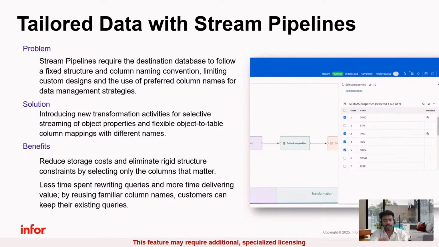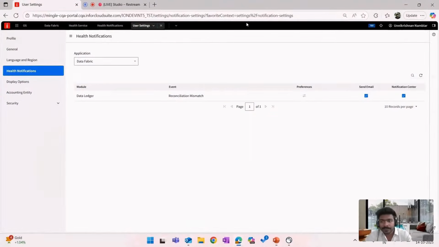We have selective streaming of object properties. You can select the properties that you need to stream, which will help with data storage. And you can also map different columns with different names, so you have the flexibility to map between different columns in source and destination. Let me show you a demo for a clearer understanding.